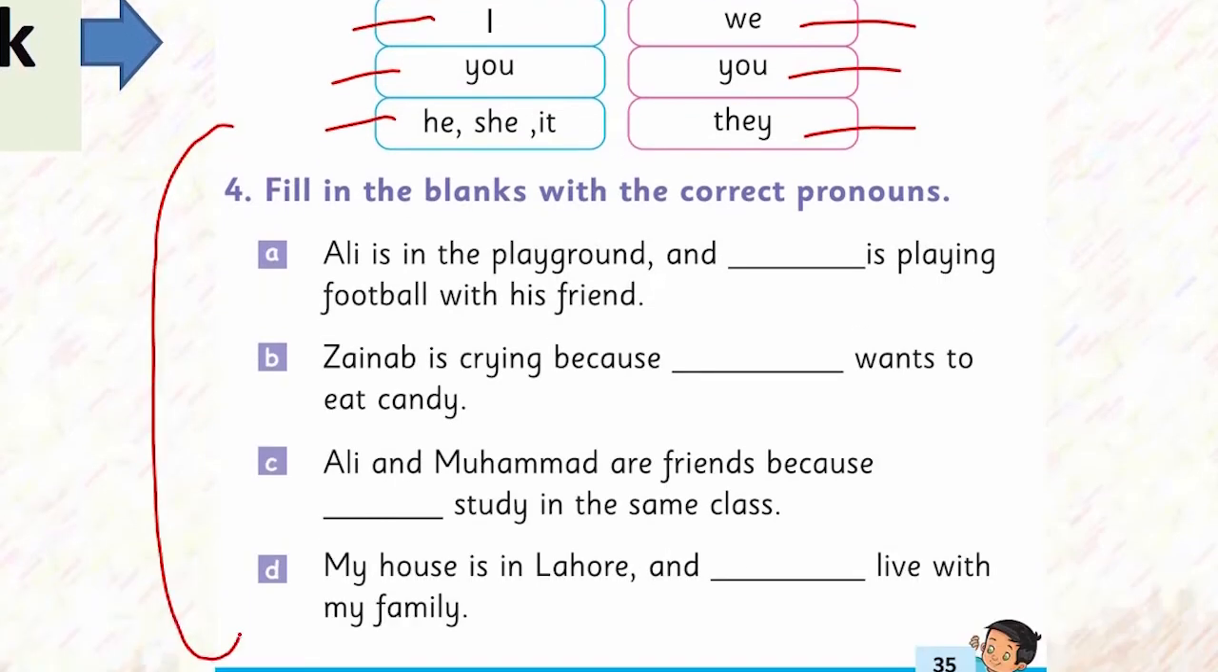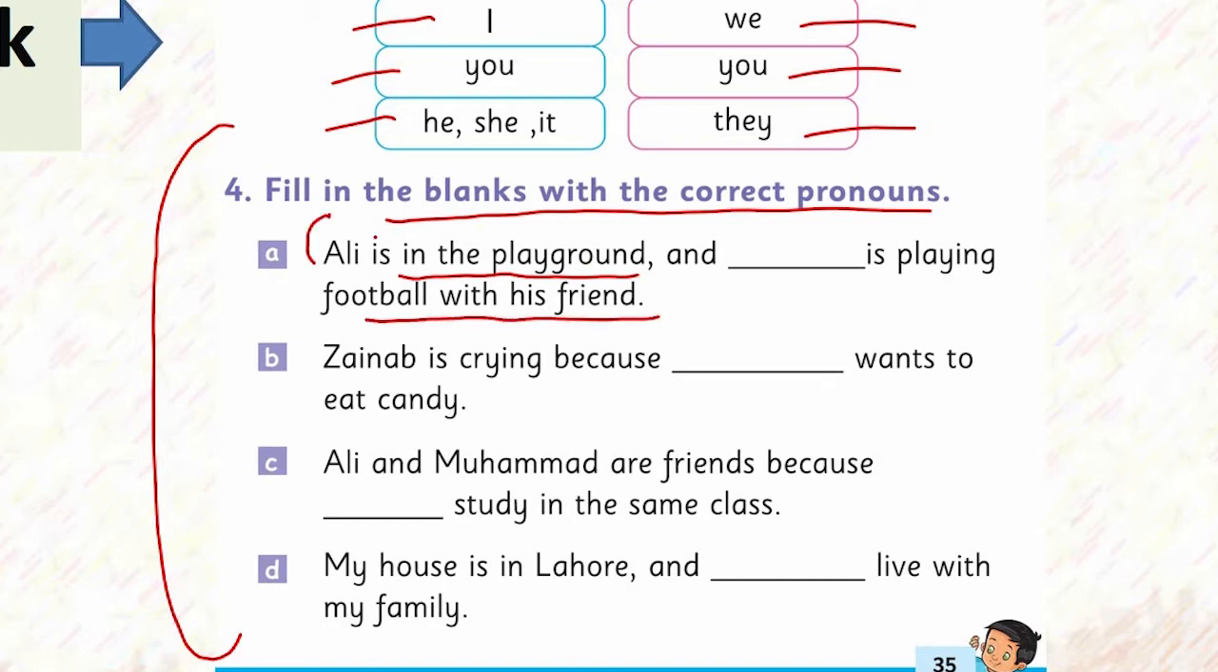Let's do the exercise of it here. Fill in the blanks with the correct pronouns. A. Ali is in the playground and is playing football with his friend. Ali is a masculine noun here. It's a male here. So we will choose yes, he. We replaced Ali here with the pronoun he.